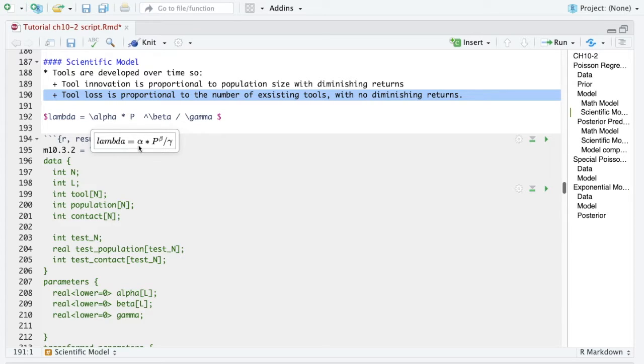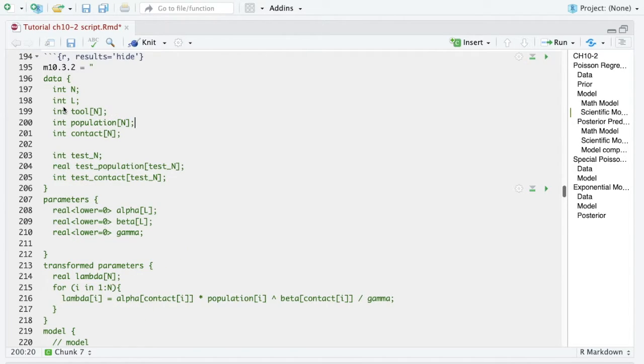Lambda will equal alpha times p to the power of beta, divided by gamma. So alpha will be something like a constant rate of tool innovation, p will be the population, and beta is like the diminishing returns. The beta value will lie in the range of 0 to 1, with a smaller beta value meaning a stronger diminishing return effect, and gamma will be the rate of tool loss. Let's look at the Stan code for the scientific model.